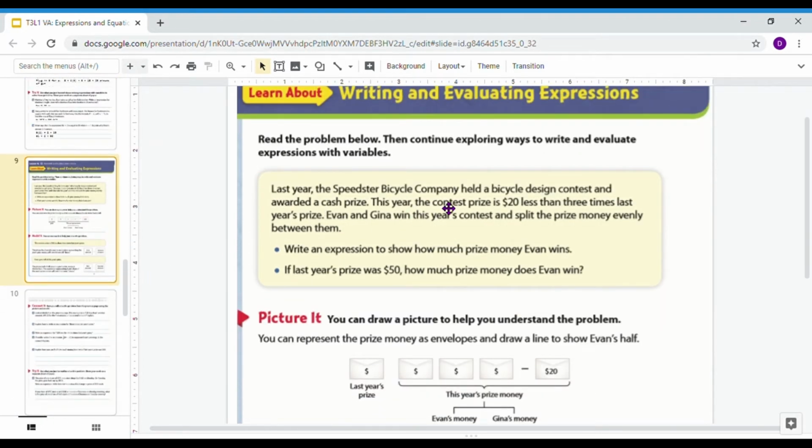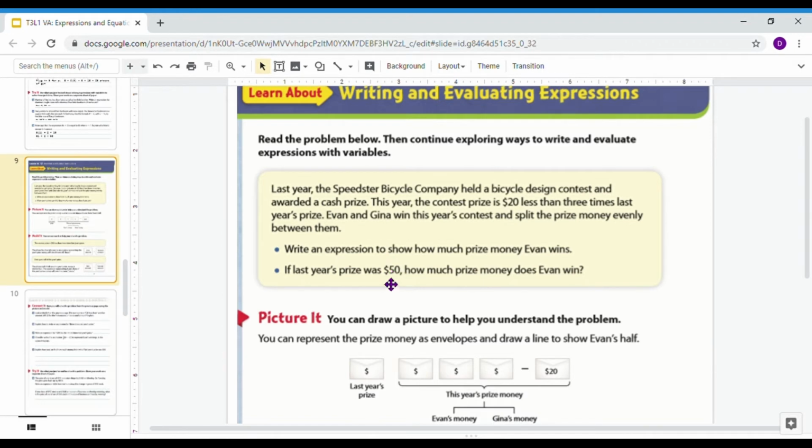So last year, the Speedster Bicycle Company held a bicycle design contest and awarded a cash prize. This year, the contest prize is $20 less than 3 times last year's prize. Evan and Gina win this year's contest and split the prize money evenly between them. So after we finish this example, we're going to write the expression to show how much prize money that Evan wins. And then if we know the variable is 50, how can we find that answer?